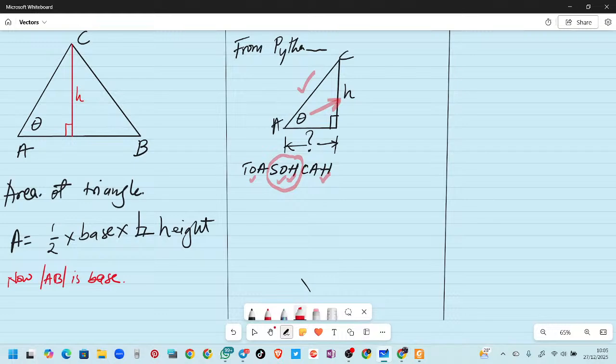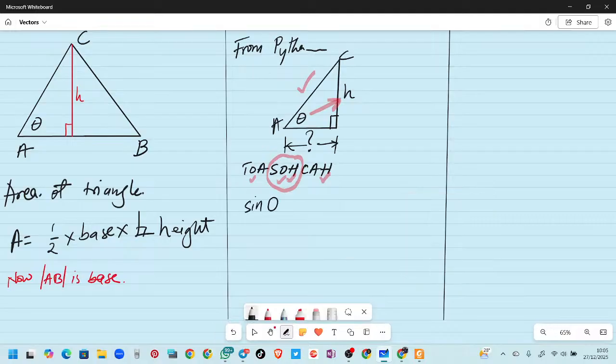Do you know why we are using sine? Because we have the value of AC. Maybe AC is given in the diagram. We are trying to express the height in terms of the angle. So in this case, sine what?